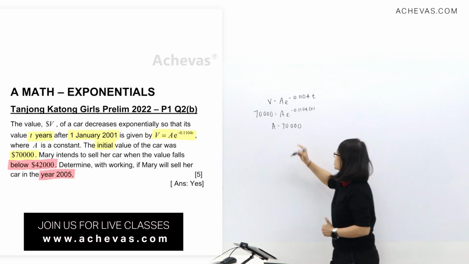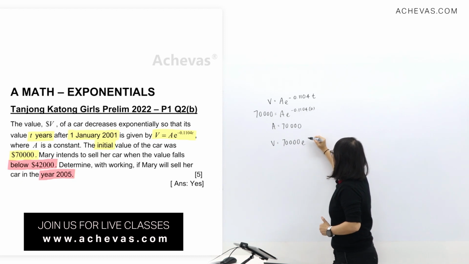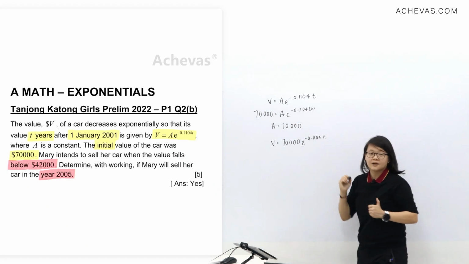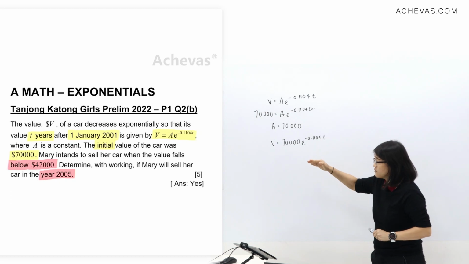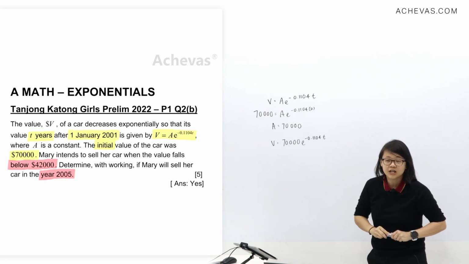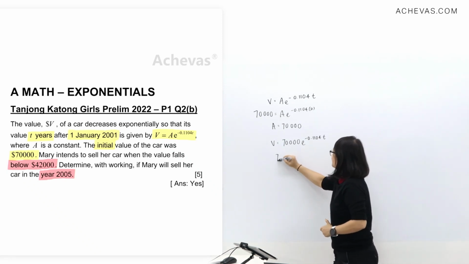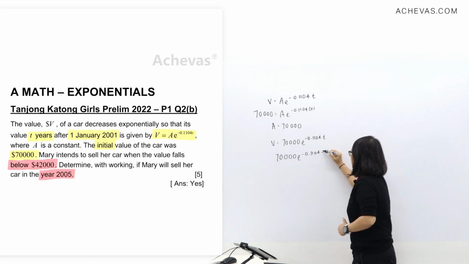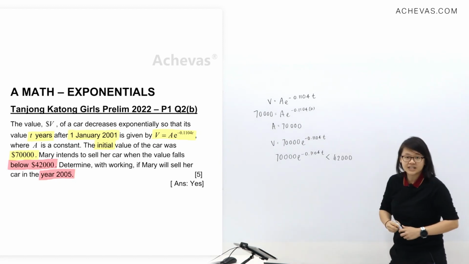And let me write the expression again. For V, it's going to be 70,000 e raised to negative 0.1104 t. Now let's take a look at the second part of the question. We need to determine when the value falls below 42,000 to answer the question whether Mary will sell her car. So let's take this one here and put below 42,000. Less than 42,000. Let's solve this inequality over here.